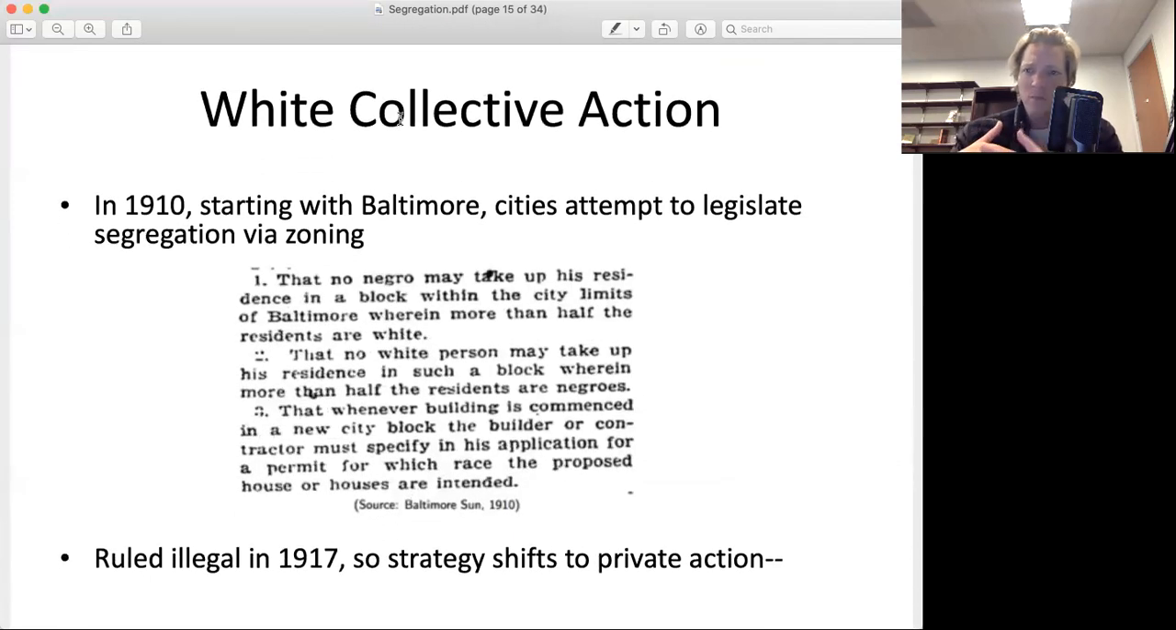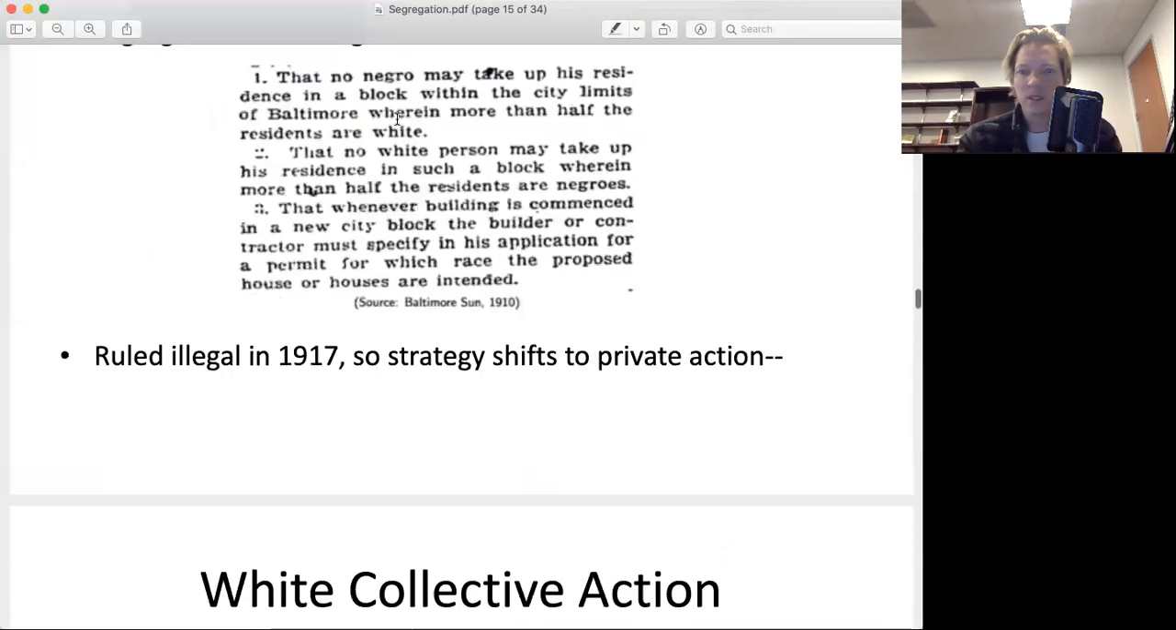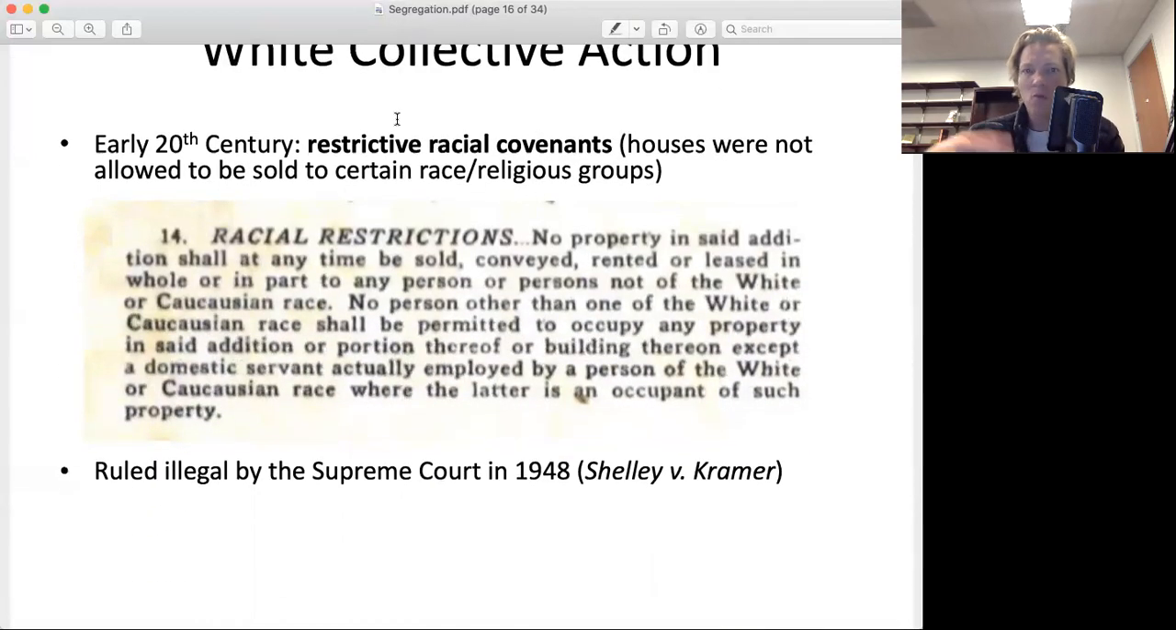So if Blacks would prefer to live in more integrated neighborhoods, what is keeping them out? Well, in the initial period, there is collective action. There's formal collective action, like using the government to keep Blacks out of neighborhoods, and then there is informal collective action. It first takes place with formal collective action, where cities basically legislate segregation. They say this area is zoned for whites only. This is ruled illegal. So then you have more private action where there are racial covenants.